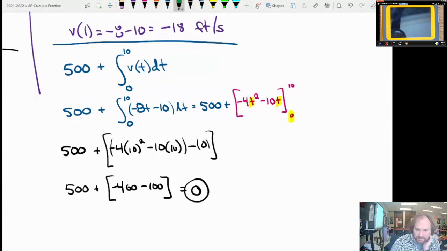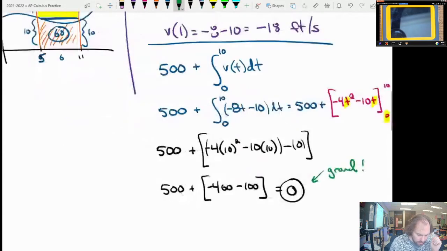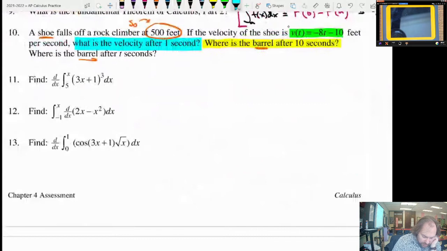So I suppose the answer to the question is, where is the barrel or the shoe after 10 seconds? It's on the ground. That might be a good question. 0. The next question is even easier to answer. Where is the barrel after t seconds?